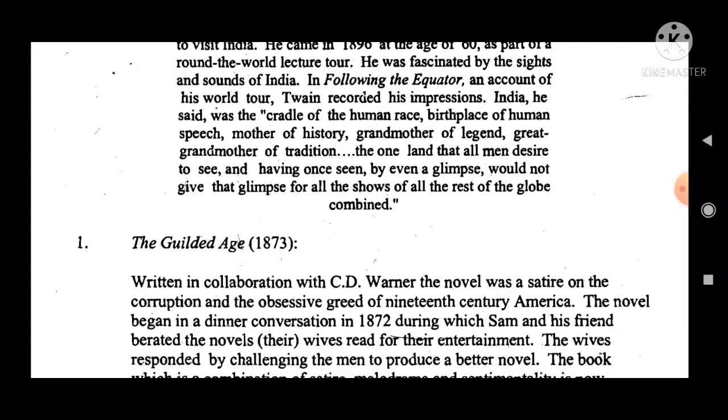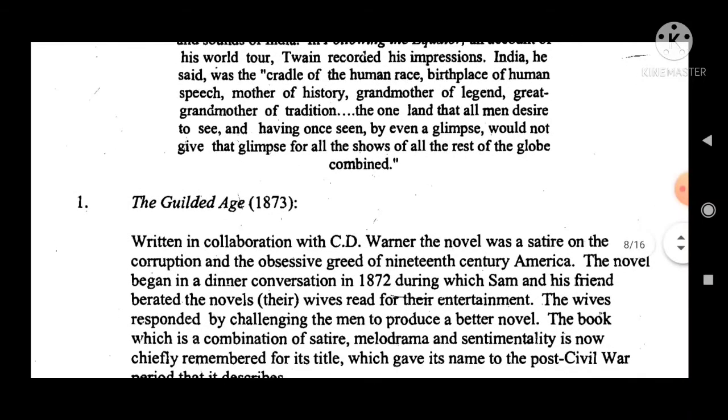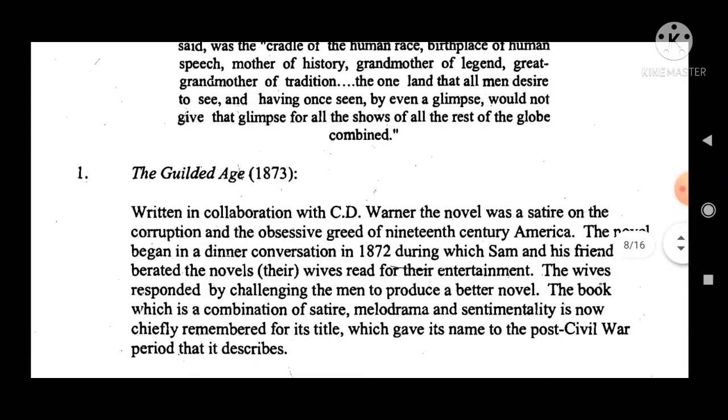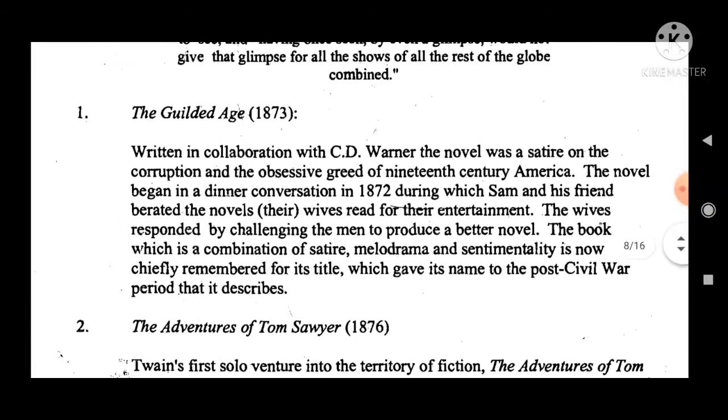India, he said, was the cradle of human race, birthplace of human speech, mother of history, grandmother of legend, great-grandmother of tradition, the one land that all men desire to see, and having once seen by even a glimpse, would not give that glimpse for all the souls of all the rest of the globe combined.